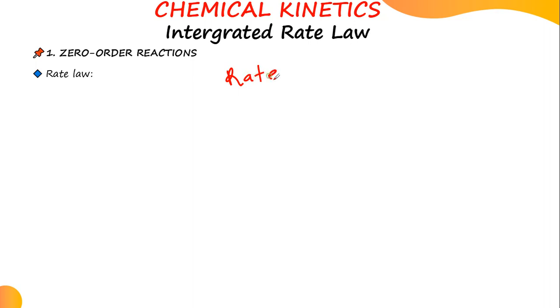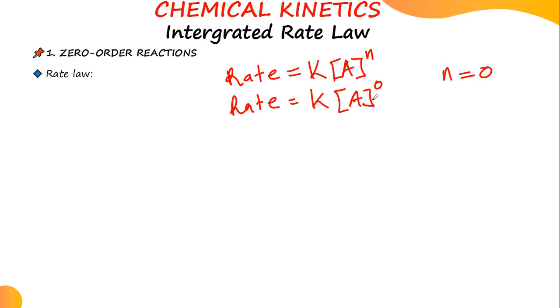Rate is equal to what? The rate constant, not so? Then the concentration of the reactant. We are assuming this is the concentration of the reactant raised to the power n. Now we are saying this is zero order, so our n will be represented by what? Zero, not so?